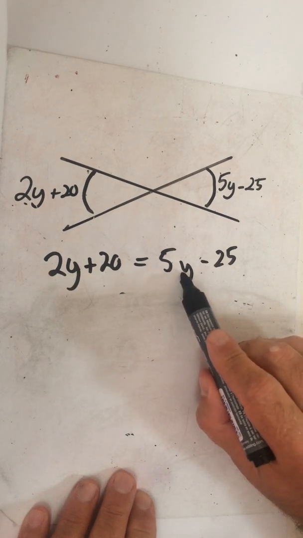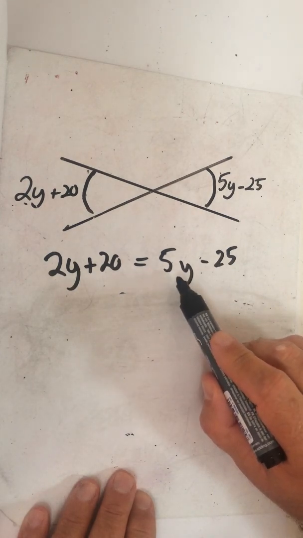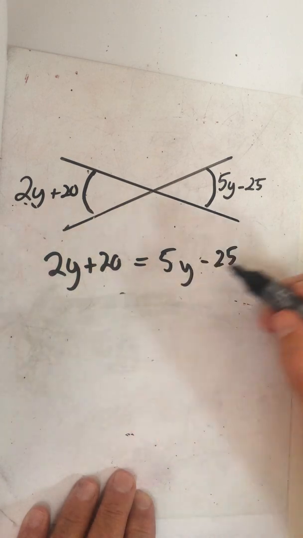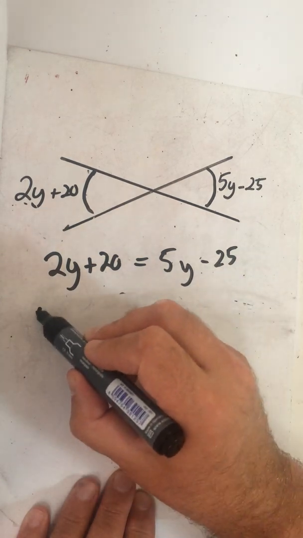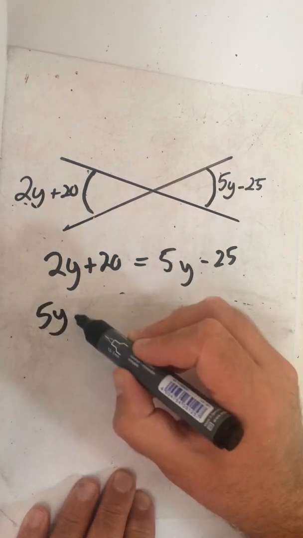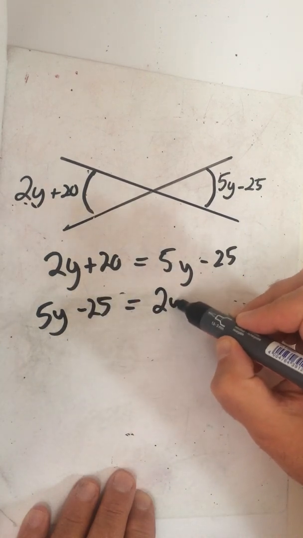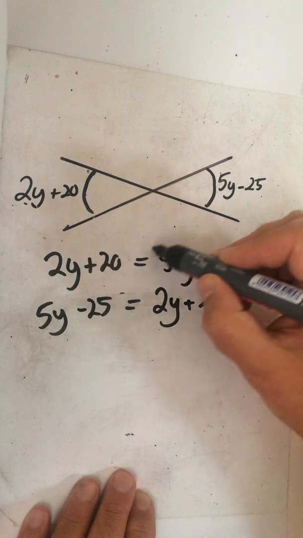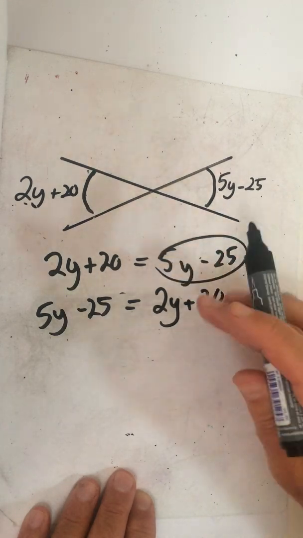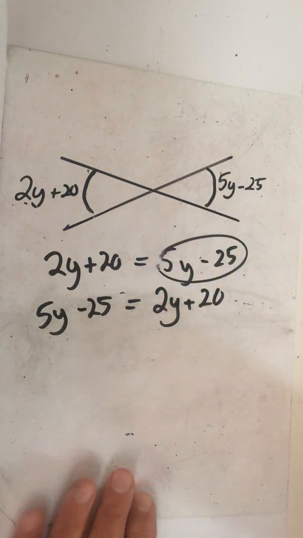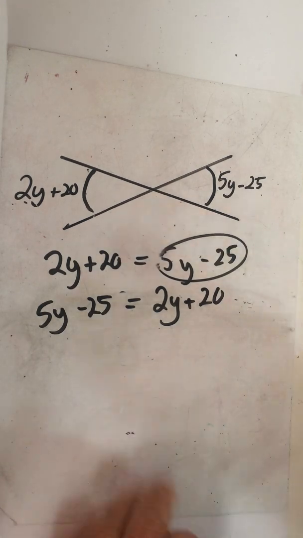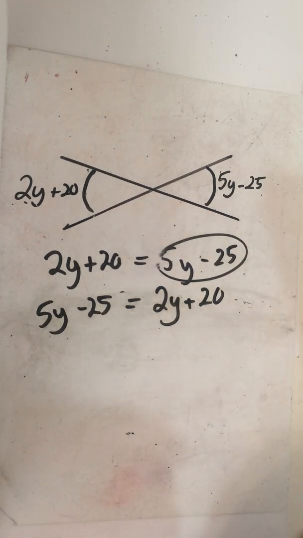Well, I've got 5y on this side of the equation, so I'm going to swap them around. Remember what we did earlier on. So I'm going to put 5y minus 25 equals 2y plus 20. Remember, I have to swap the whole thing over. Then from there I'm just going to do my normal method to find the value of y.